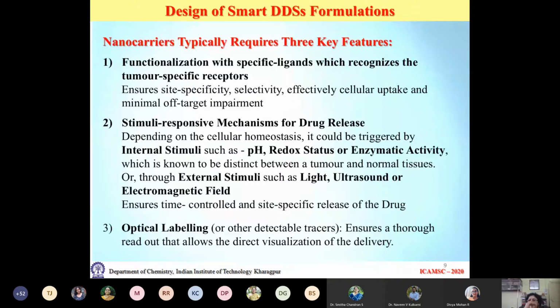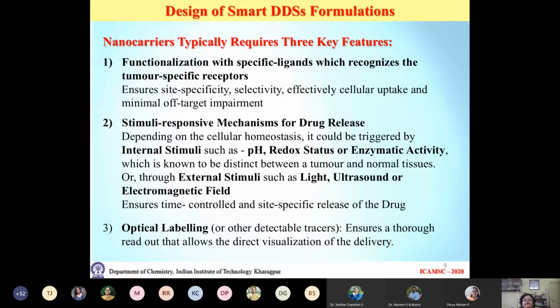Now, when we are designing a delivery system, what are the key features we need to look into? If you want to make a smart formulation, what are the key features? You have to functionalize whatever target delivery system you have taken. First, it should be biocompatible. You have to search for a material which is biocompatible. Then you functionalize the surface.